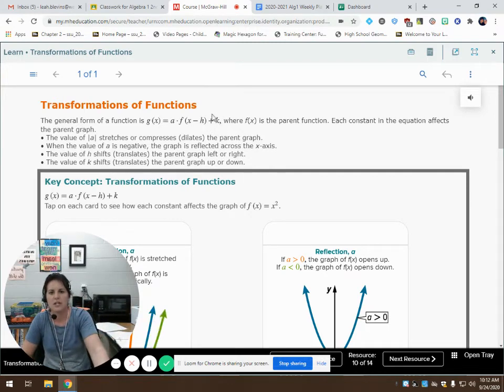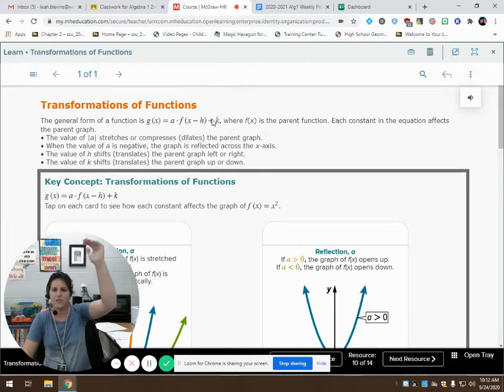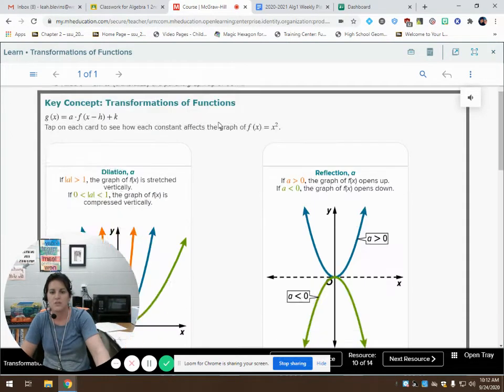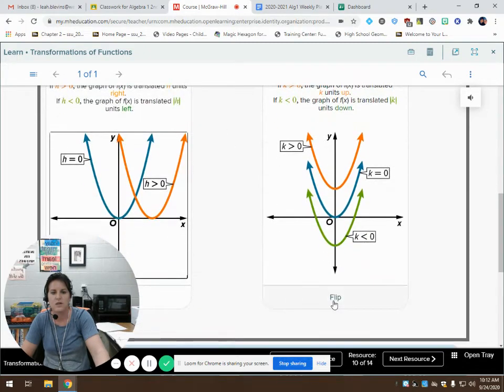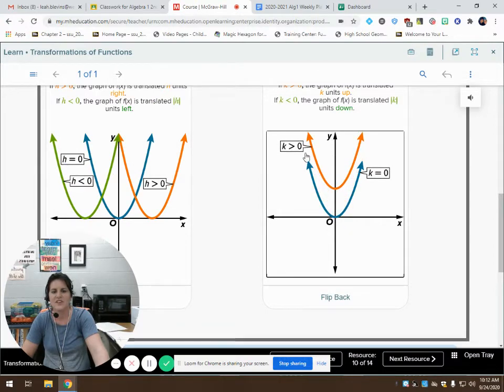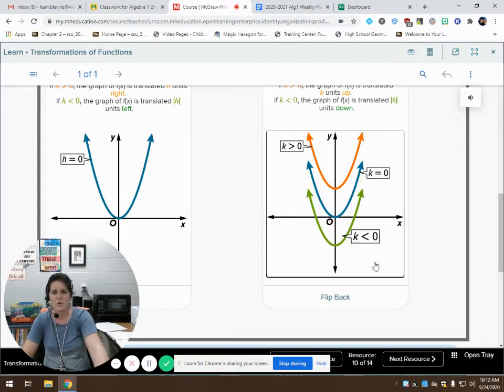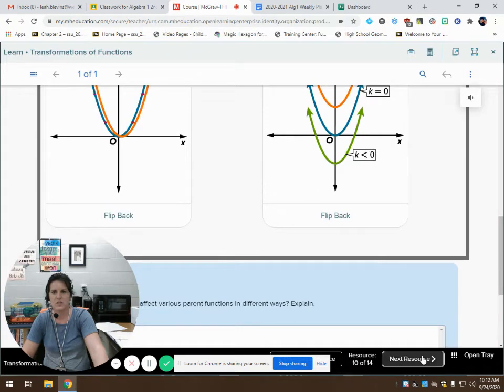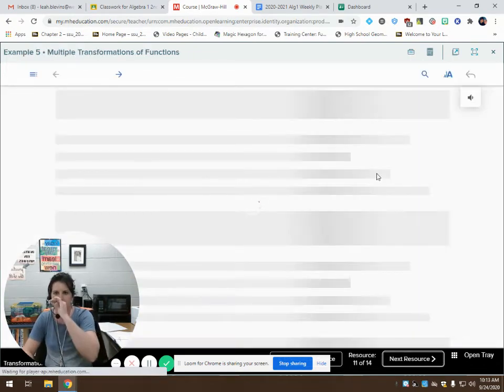So then I'm sure you can assume what this k does. That's my vertical translation up, or it goes down, however many units this is. So let's watch the little video here. If k is greater than 0, it goes up. And for values of k less than 0, that's negative numbers, it shifts downward. All right, so let's look at some problems over this.